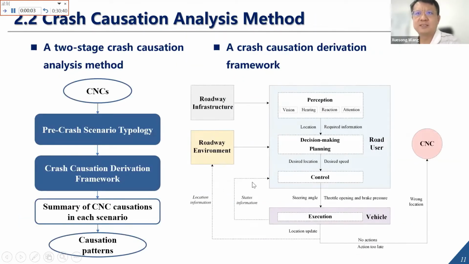Then, based on the pre-crash scenario typologies, we identified these CNC events into different types. Then we applied the crash cognition analysis framework to identify the causation for all these events. This is the framework for the cognition analysis. So we consider the roadway infrastructure factors and roadway environment. These are the factors we considered for the cognition analysis.